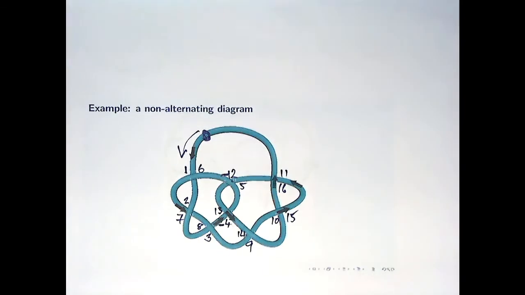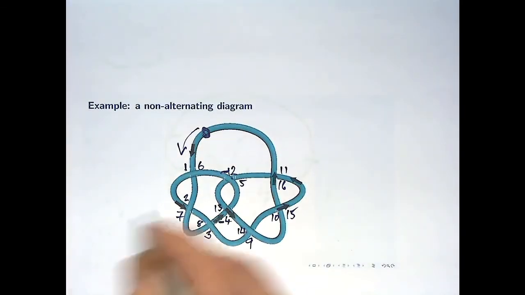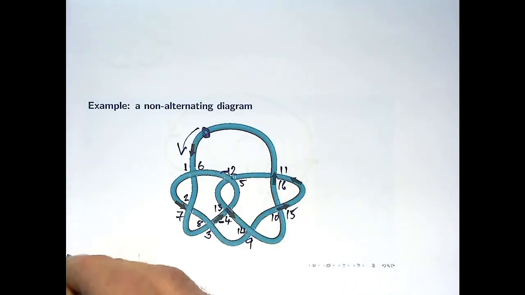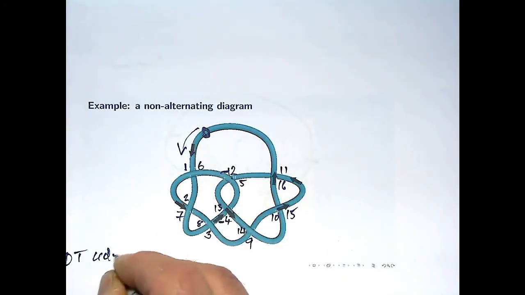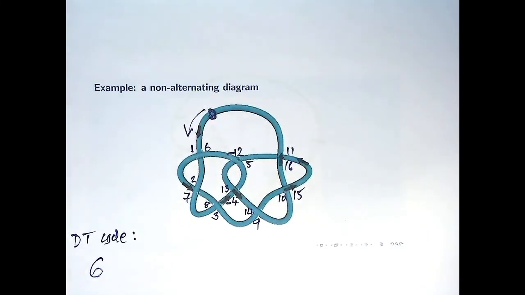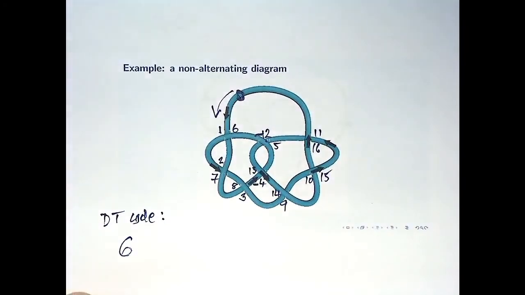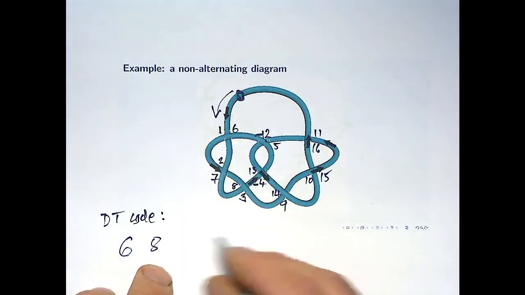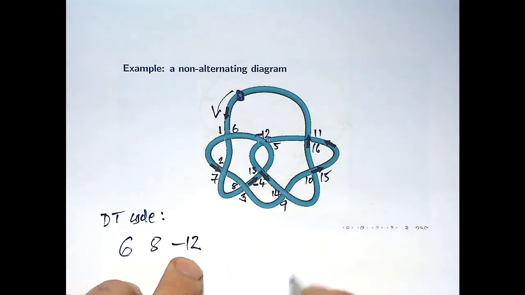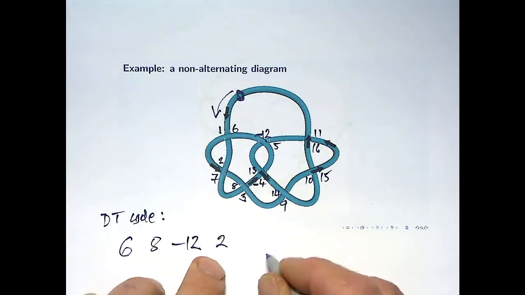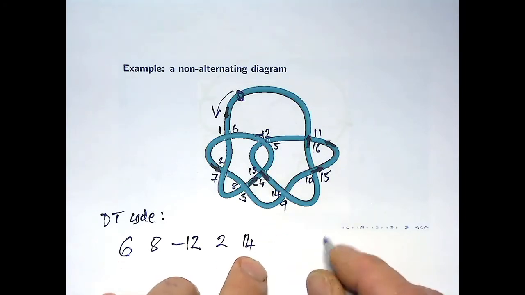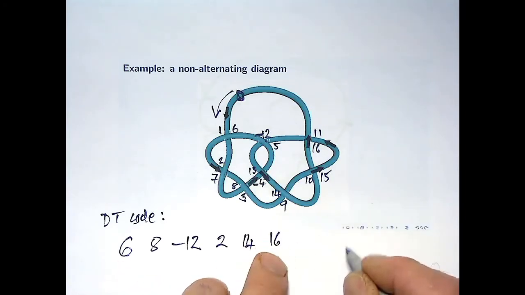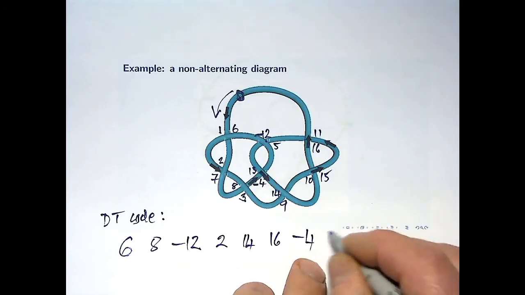So the DT code is actually, I have to work out what's associated with 1, that's 6, so the DT code is 6, 3, don't forget, I don't look at 2, I'm looking at the odd numbers. 3 is associated to 8, shout if I get a mistake. 5 is associated to minus 12. 7 is associated to 2. 9 is associated to 14. 11 is 16. 13 is minus 4. And 15 is 10, and that's it.